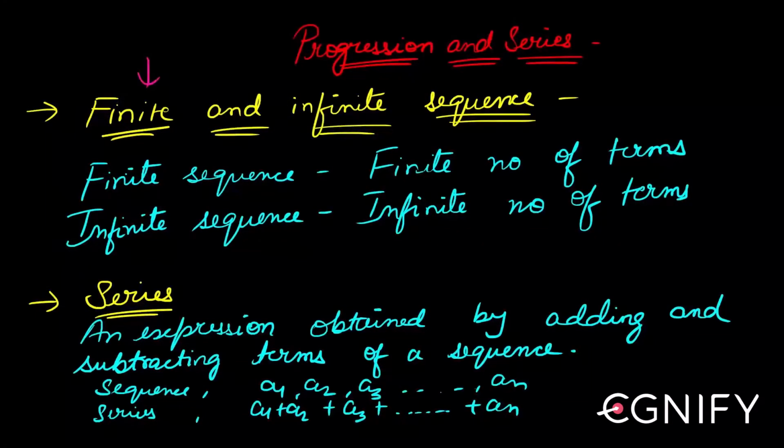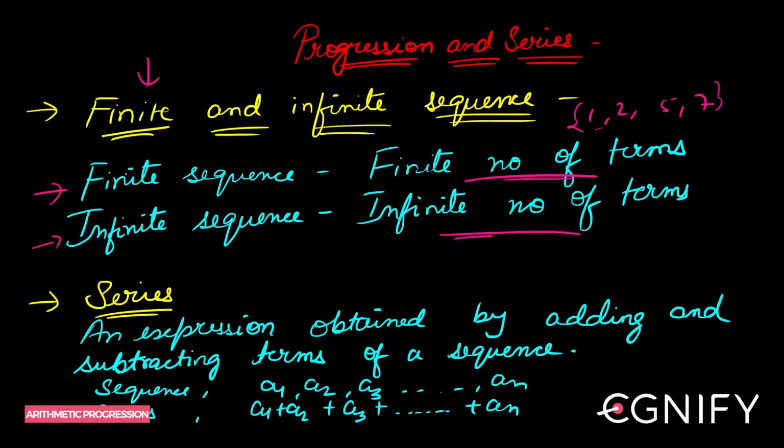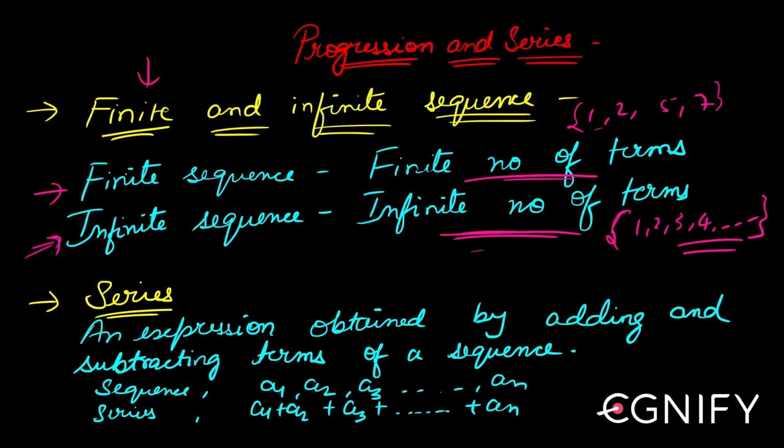And coming to finite and infinite sequences, it's very simple. A finite sequence is a sequence which has a finite number of terms. So something like 1, 2, 5, 7 is a sequence which has 4 numbers. But an infinite sequence is the one which has an infinite number of terms. So something like the set of natural numbers, 1, 2, 3, 4, just keeps on going, right? So there are infinite terms. Whenever you have infinite terms in your sequence, such a sequence is called an infinite sequence.